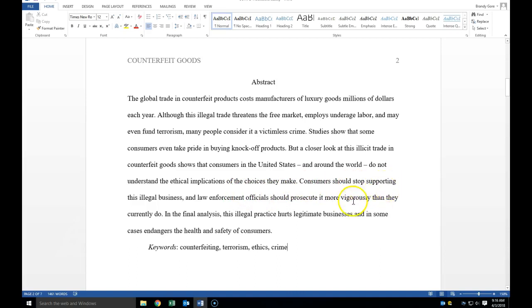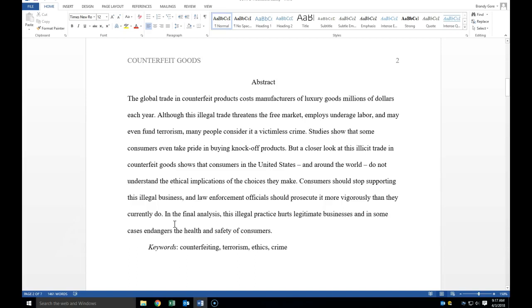Consumers should stop supporting this illegal business. Right there is his thesis in a nutshell. And law enforcement officials should prosecute it more vigorously than they currently do. In the final analysis, this illegal practice hurts legitimate businesses and in some cases endangers the health and safety of consumers. So really, he has just taken the different pieces of the paper and provided a short summary.